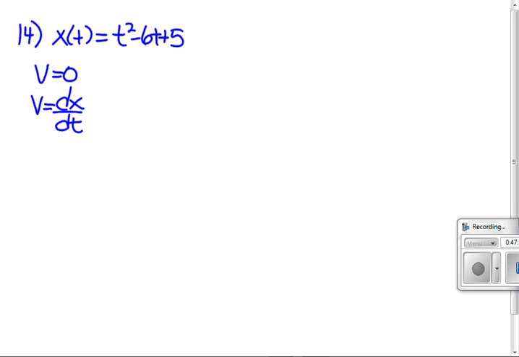Did you take the derivative? What is it? Where is that 0? No, when is the velocity 0? When is this 0? This equals 0. There you go. You're going to do 16? Do we need to see 14? No. 16 you do need to see.